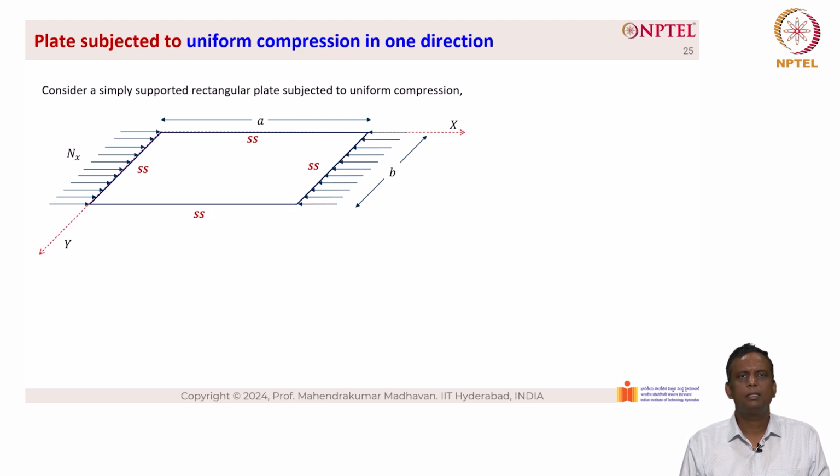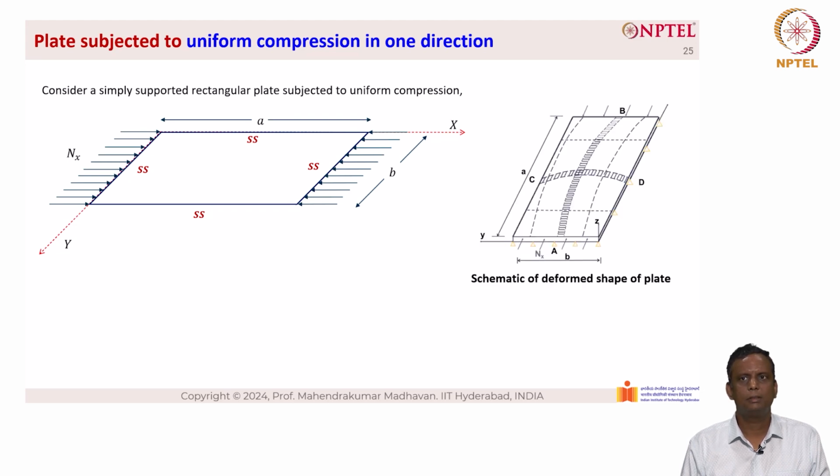The plate has a length a and a width b, and all four sides are simply supported, as you can see here. A schematic of the deformed shape is also shown on the right hand side, where you can see that the strip AB corresponds to the length of the plate and the strip CD corresponds to the buckled shape across the width of the plate.